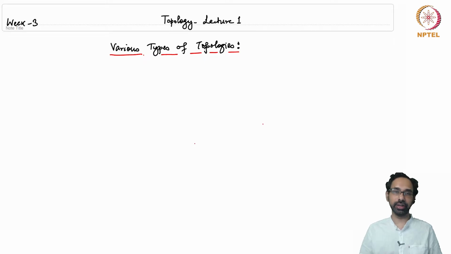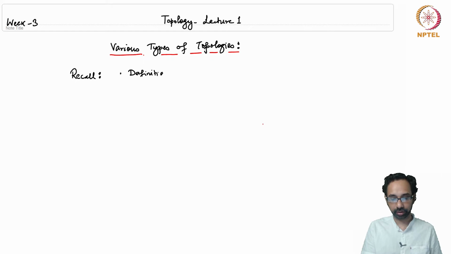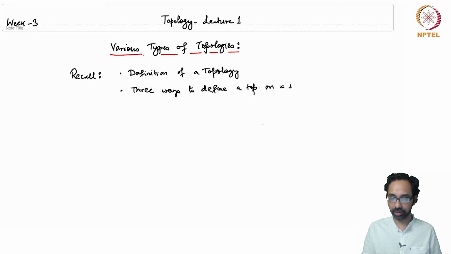Welcome to the week 3 lectures on this topology course. In the last couple of weeks, we have seen some set theory and logic, and in the last week itself, recall that in the last week's lectures, we saw the definition of topology. Then we saw 3 ways to define a topology on a set X.